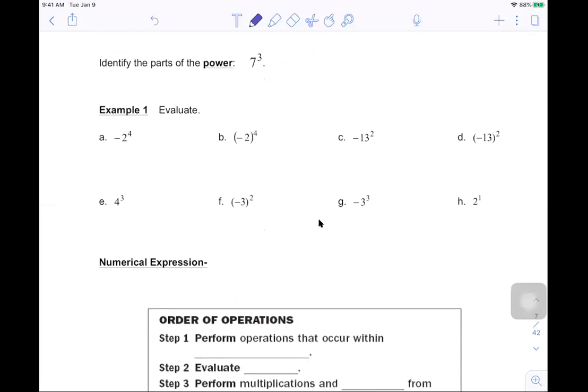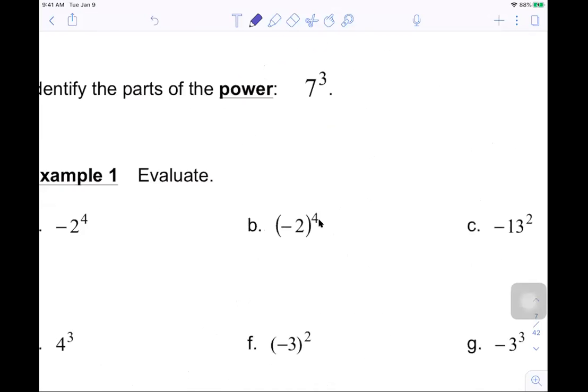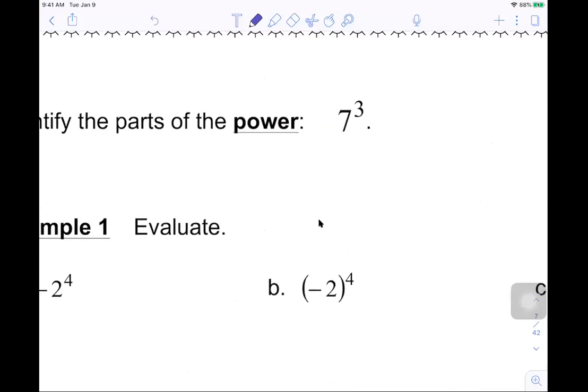The first couple of problems that we're going to look at consist of talking about a power. So today we're doing two things. We're going to talk about powers, and we're going to talk about order of operations. So we have this 7 cubed. That's what we're looking at right here. The whole thing is called a power.